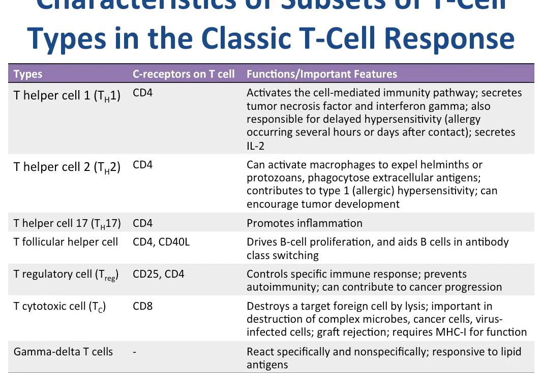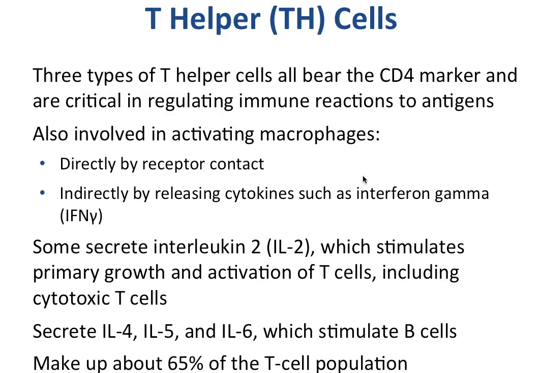Okay. So we have different types of T cells. T helper cells, so it's CD4 positive. T helper 2, CD4 positive. T helper 17 is also CD4 positive. T follicular helper cells is CD4 positive. T regulatory is CD25 and CD4. So these are all kinds of functions of these CD cells. So all these T helpers are CD4 positive.